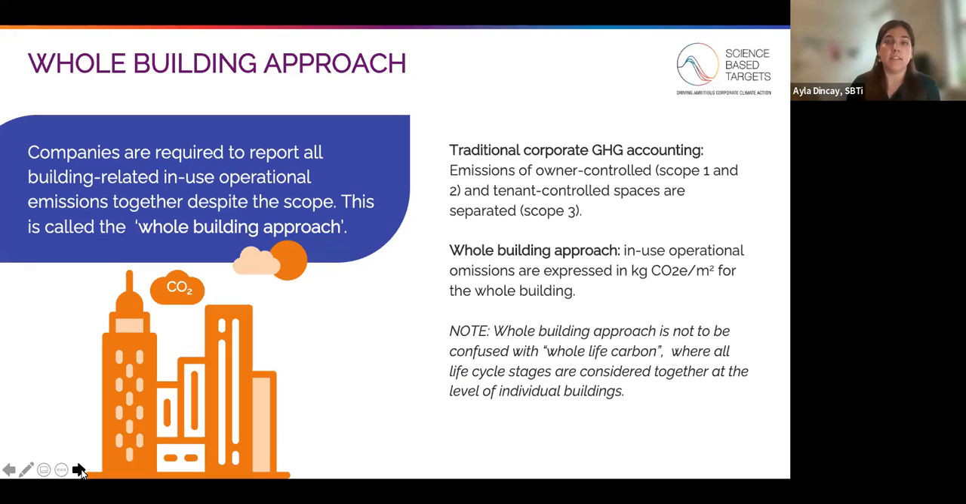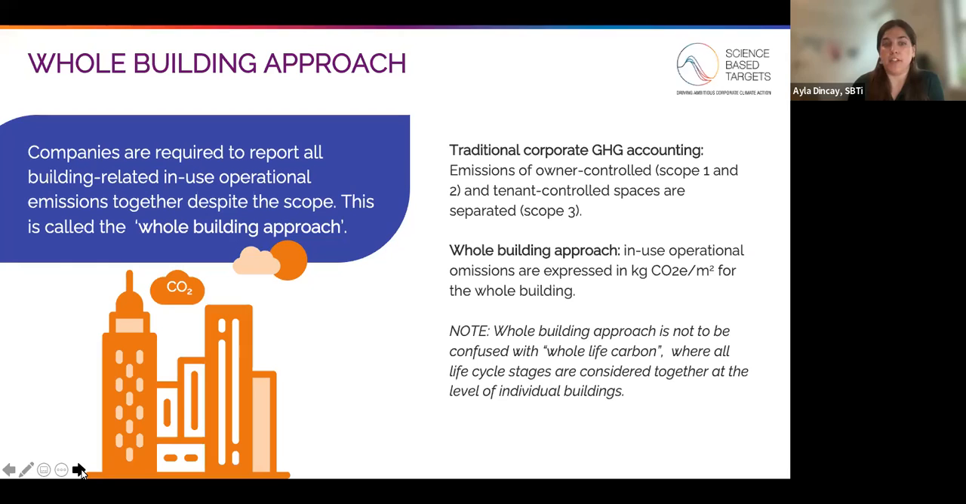In the buildings guidance, we are proposing some mandatory scope 3 categories that must be included in the target boundary. These mandatory categories depend on the user type and are explained in detail in the guidance. Today, I share some examples from the guidance with you.